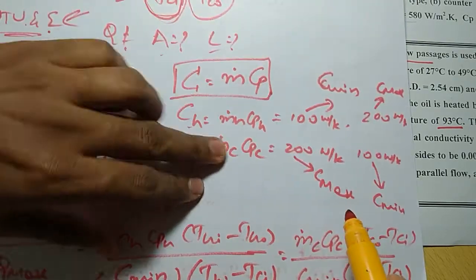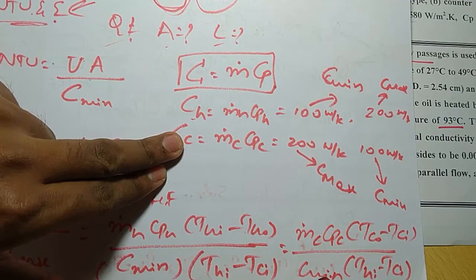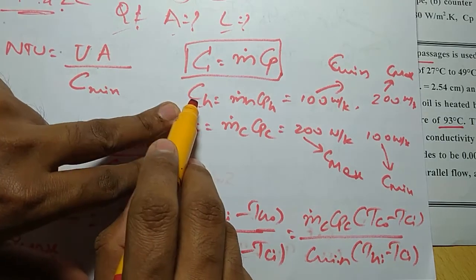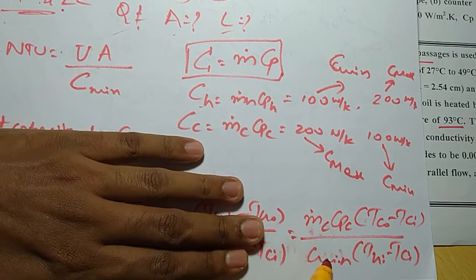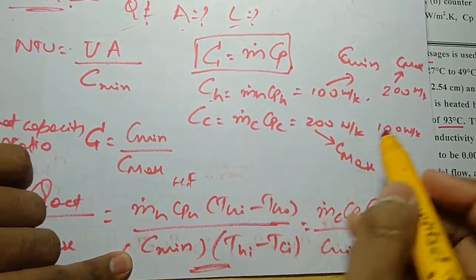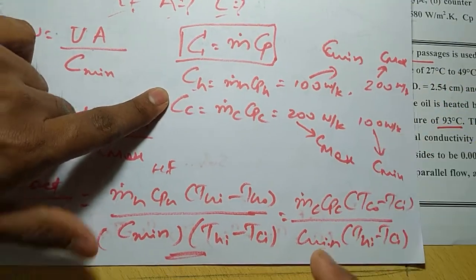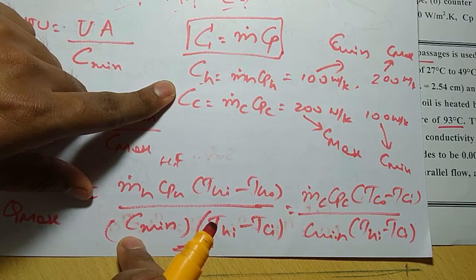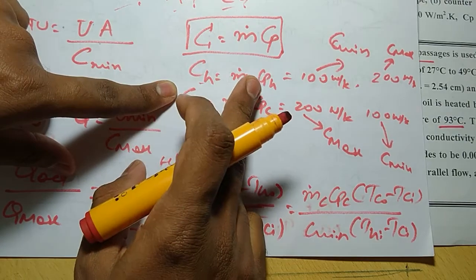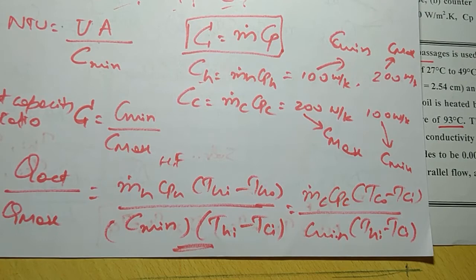C minimum is what here? Whichever one is the minimum should be substituted here, whether it may be Ch or Cc. Suppose in this problem Ch is the minimum, then you have to substitute this value here. If in another case Cc is the minimum, then this value should be substituted. C minimum is nothing but the product of m dot and Cp. Whichever one is less, that is the minimum heat capacity rate.